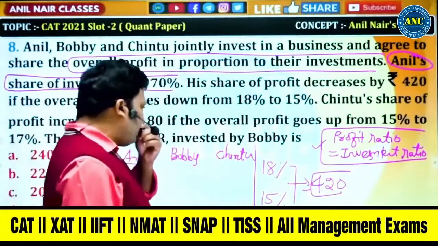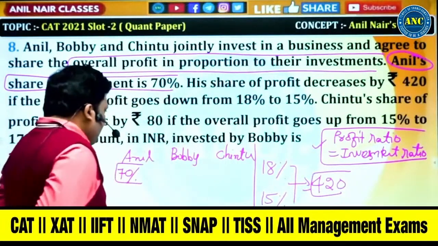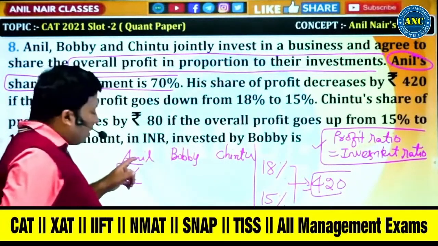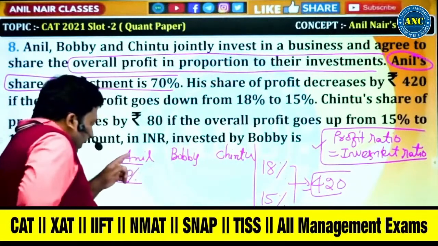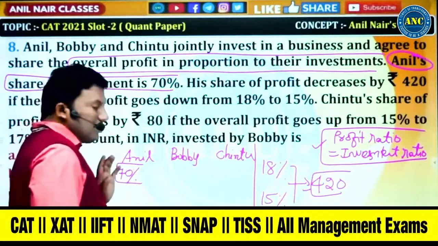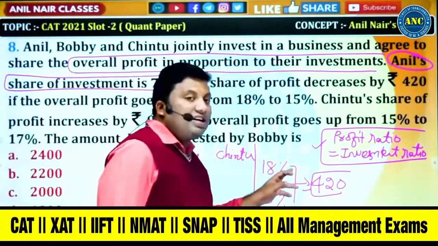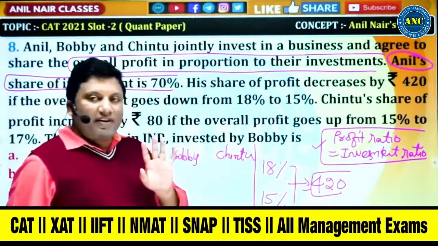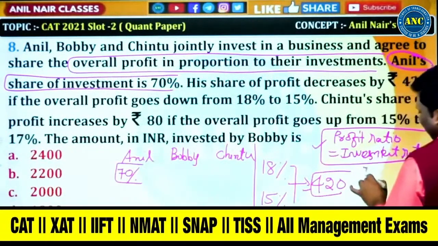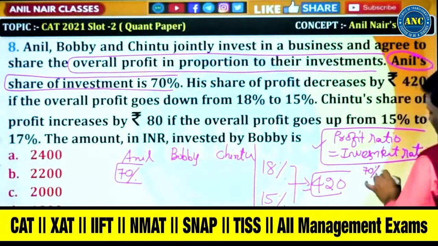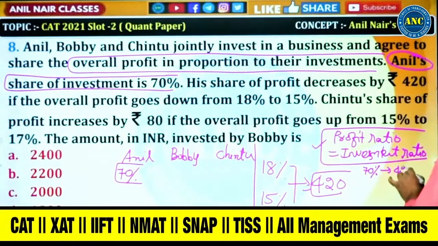Listen carefully, sir. Did he invest the total money? No. He invested only 70% of the money. If he invested 70% of the money, he should get 70% of the profit. Let me see, 70% of the profit. The profit change is 420, so this is 70%. What is 100%? 600.